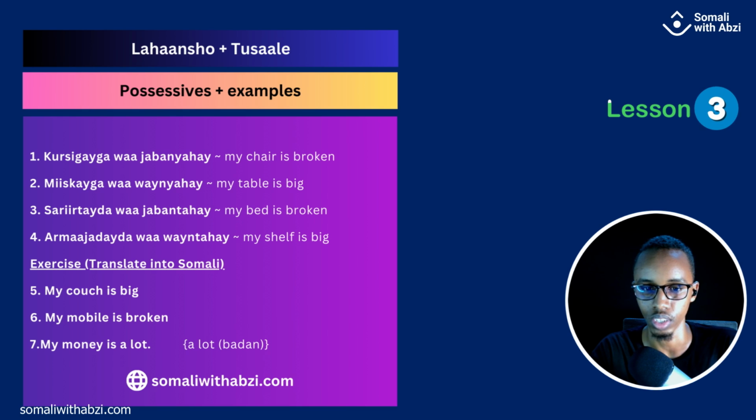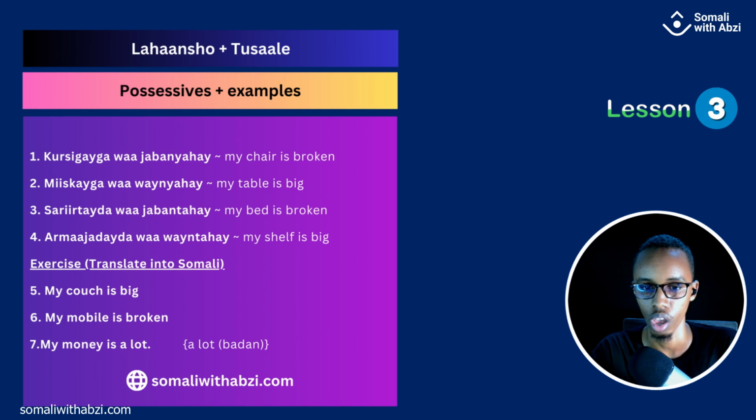So the idea for this lesson is to say lahaansho, that means a noun with my, then we use with a sentence. For example, the first one, kursigayga waa jaban yahay. My chair is broken. Wa means is, jaban yahay means broken. So jaban, broken, yahay is for masculine nouns. If it's feminine, like sarir, sarirtayda waa jaban tahay. Sometimes you can say way for feminine, but we just write in the spoken Somali. We're not writing the textbook Somali. That's why I used wa for everything.